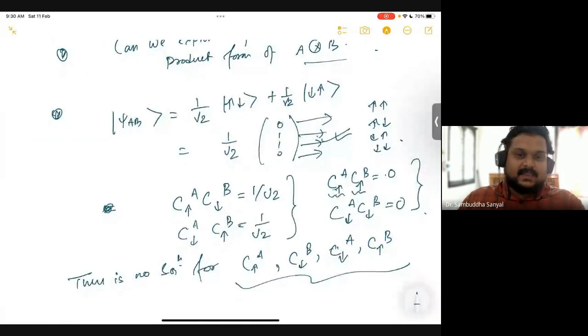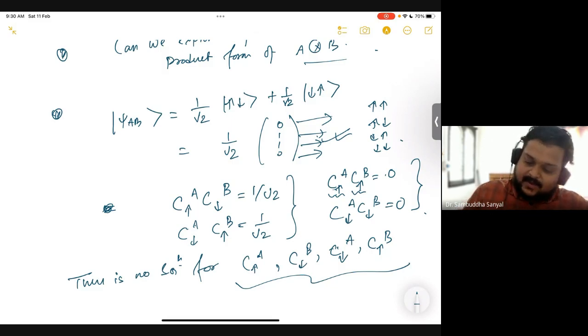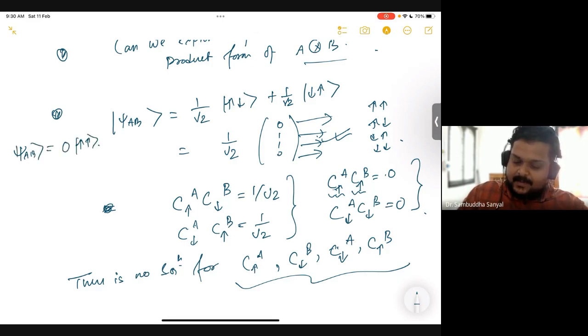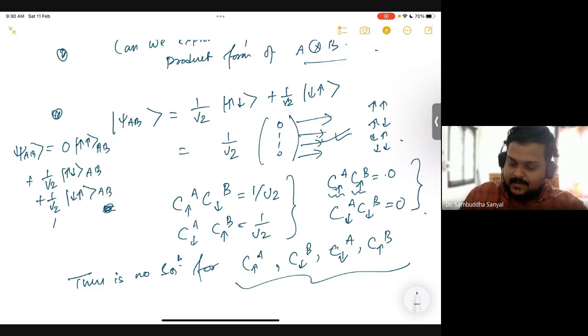If I start with this singlet state, which is 1 by root 2 times (0, 1, 1, 0), this notation means 0 is the coefficient for up up. So if I want to write it down in this notation, this state is simply this: 0 times up up AB, which means C up up is 0, then 1 by root 2 up down AB, 1 by root 2 down up AB, plus 0 times down down AB. This is the state written in this notation.